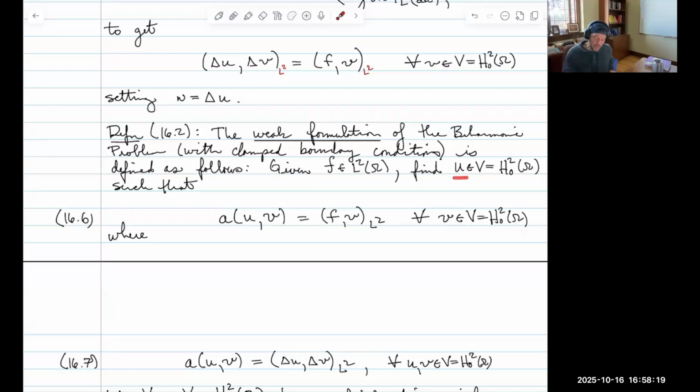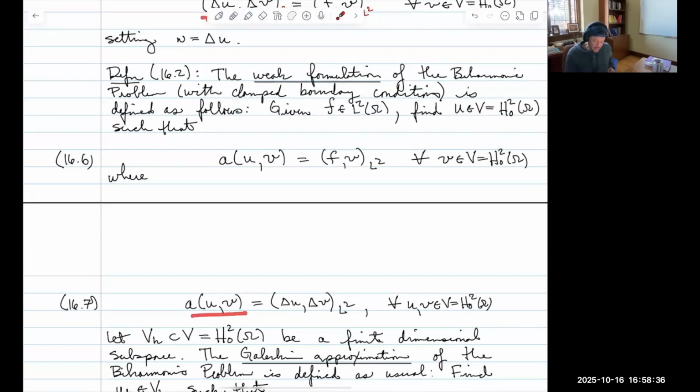So we're looking for u in H_0^2 such that a(u,v) equals the L2 inner product of f and v, where this is now what we're going to call the bilinear form a(u,v), and it's just the Laplacian of u integrated against the Laplacian of v over the whole domain omega, right? So this is our new bilinear form for the biharmonic problem. Now, that's the weak formulation. And if we have a solution to that problem, that's called the weak solution to the biharmonic problem, okay?